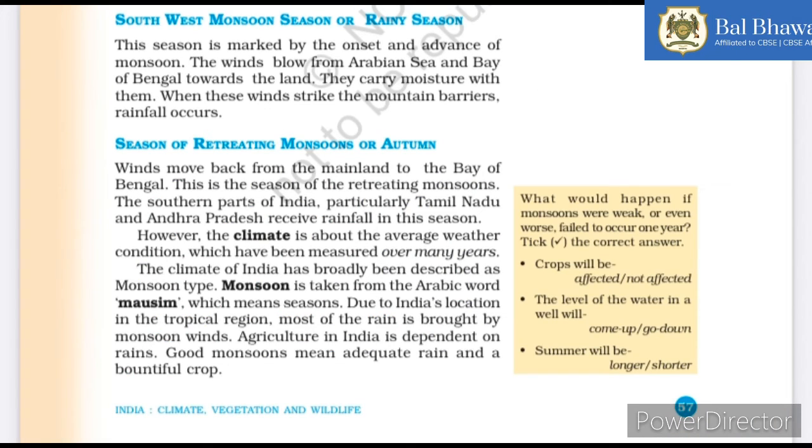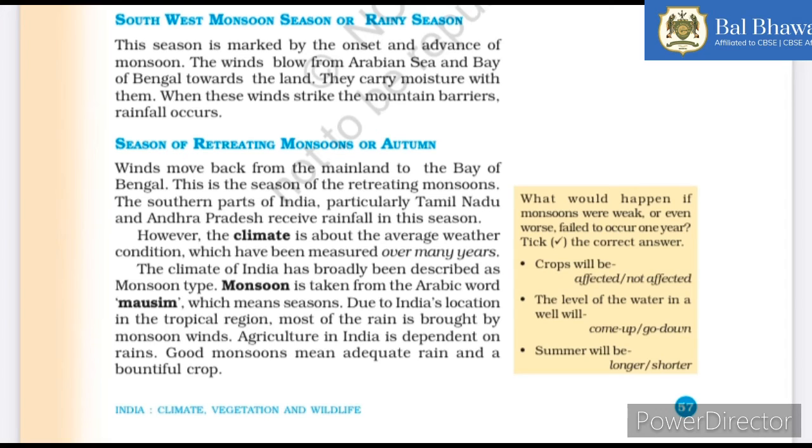Southwest monsoon season or rainy season. This season is marked by the onset and advance of monsoon. The winds blow from the Arabian Sea and Bay of Bengal toward the land. They carry moisture with them. When these winds strike the mountain barrier, rainfall occurs. So, during the rainy season, the air blowing from the Arabian Sea and Bay of Bengal carries moisture with it, and when it strikes the mountains, rainfall occurs, which is responsible for the rainy season. So the winds blowing from the Arabian Sea and Bay of Bengal are responsible for the rainy season.